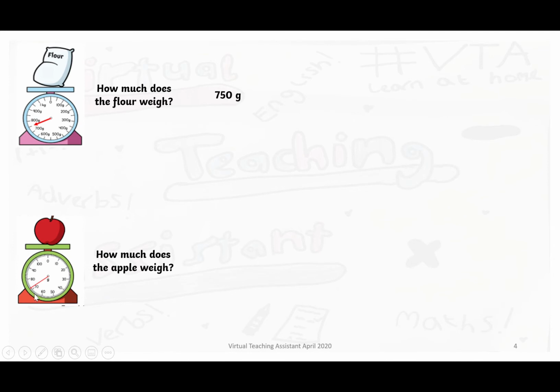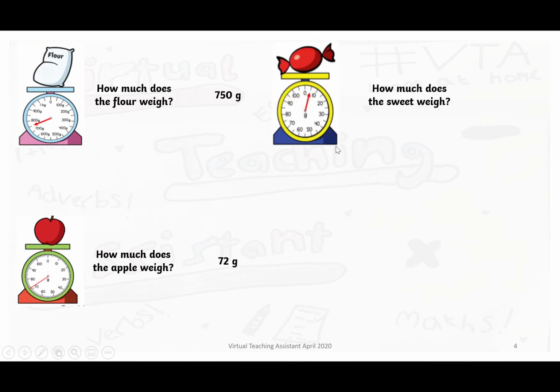Next, how much do you think the apple might weigh? Now this one, you'd count these little tiny lines here, can you see? And you'd see how much it goes up in. So it goes up to 70 grams, and then I've got 72 grams. How much does the sweet weigh? Again, I can see we're measuring in grams. It's between 0 and 10. What's exactly halfway between 0 and 10? I know that's 5 grams.